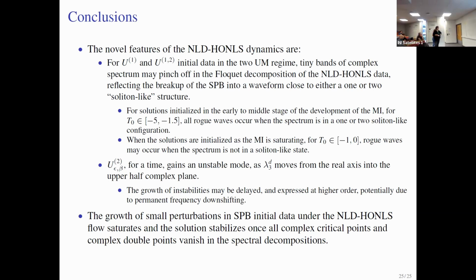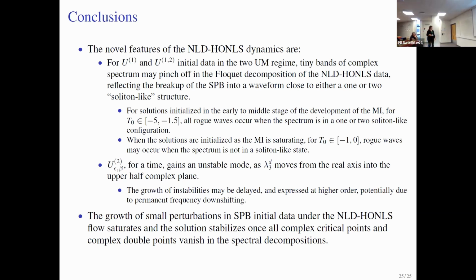And for a solution initialized in the early to middle stages of the development of the modulational instability, all rogue waves occur when the spectrum is in a 1 or 2 soliton-like configuration. But if you initialize as the modulational instability is saturating, the rogue waves may occur due to some other mechanism, and you're not in a soliton-like state.